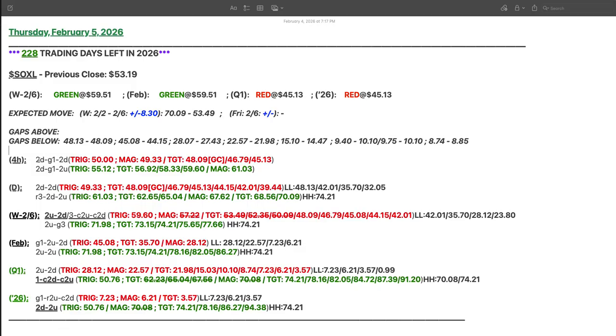From the 4-hour time frame chart, if we get that 2-1-2 down continuation, that triggers at $50. But again, only 67 cents of magnitude there. But if we do reach that, we've got the gap close at 48.09 and some other extended targets listed out here.